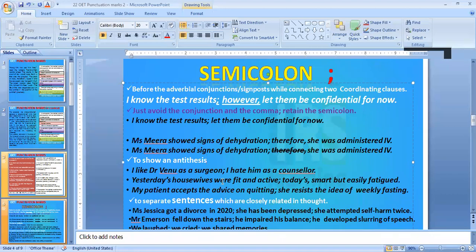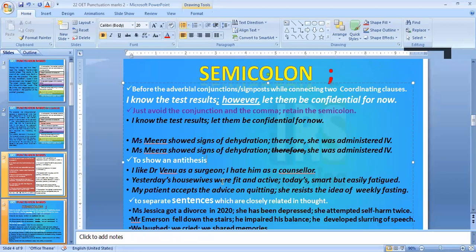Number one, please read. I like Dr. Venu as a surgeon. I hate him as a counselor. Yes. You notice the two opposite things. I like him. I hate him. So both of them are connected with the help of a semicolon.